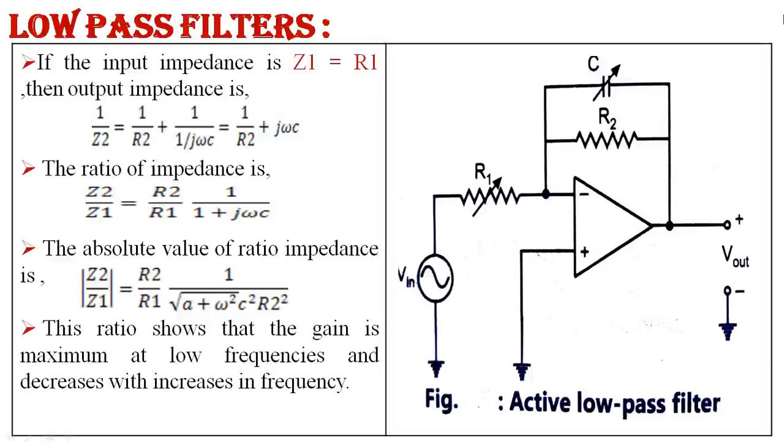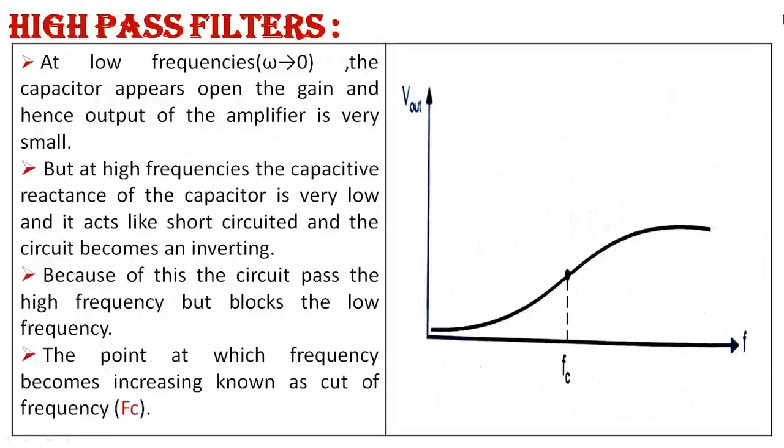The absolute value of the ratio of impedance, mod of Z2 upon Z1, is equal to R2 upon R1 into 1 upon square root of 1 plus omega square c square R2 square. This ratio shows that the gain is maximum at low frequency and decreases with increasing frequency. Next type of filter is the high pass filter. So see the diagram, the frequency response of the high pass filter.